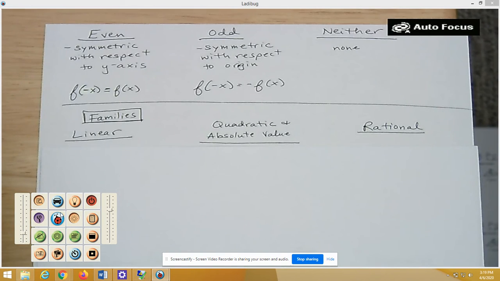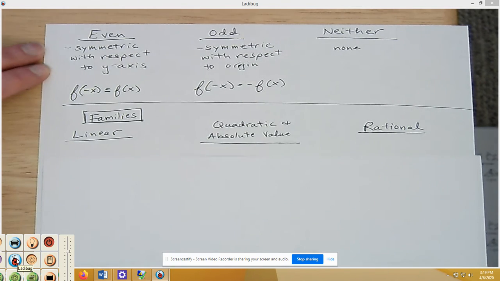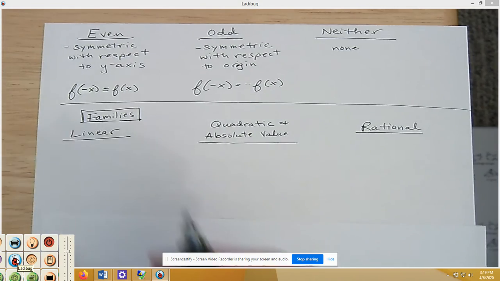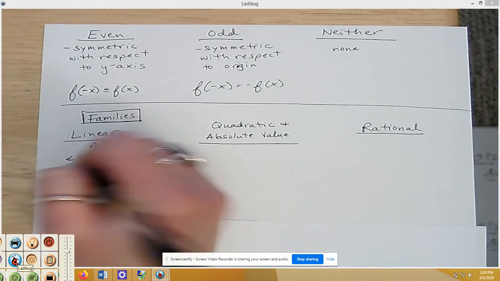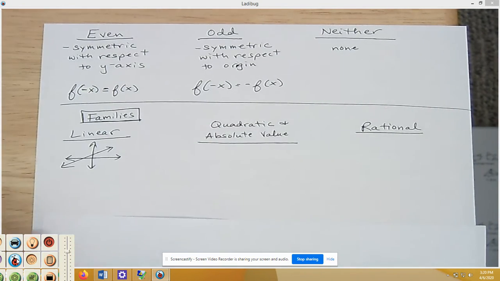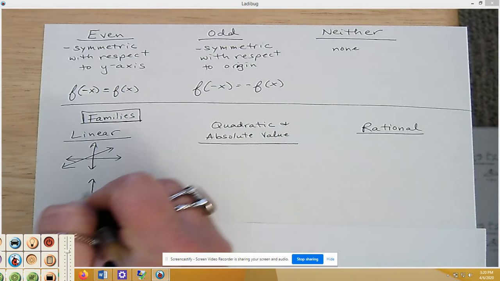For a linear function, most linear functions are neither. Most of them are just going to be kind of random graphs. If you think of a typical positive slope graph, here's your coordinate plane, and here's just a graph. You're not having any symmetry with the y-axis or with the origin, except, and that's where it's always tricky, there's always an exception that you can typically find.